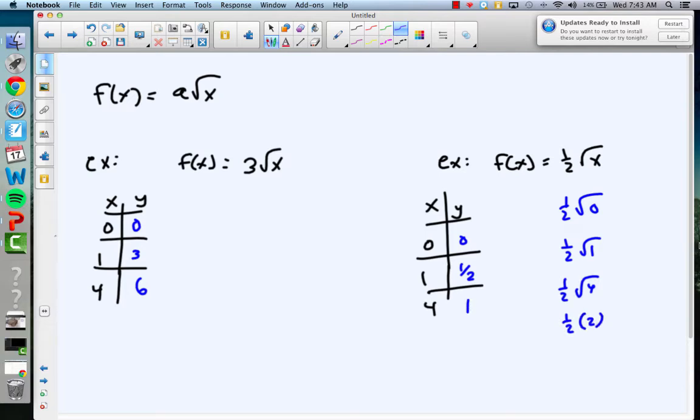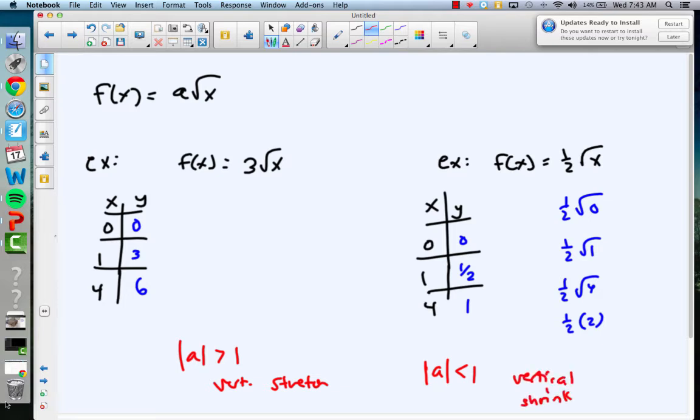So the rule is, and notice these are all half of the original values that we had in the parent function. So our basic rule is if the absolute value of a is greater than 1, it's a vertical stretch. But if the absolute value of a is less than 1, so if it's a decimal, like a fraction, half, 3/4, then it's a vertical shrink. So it's going to get smaller.